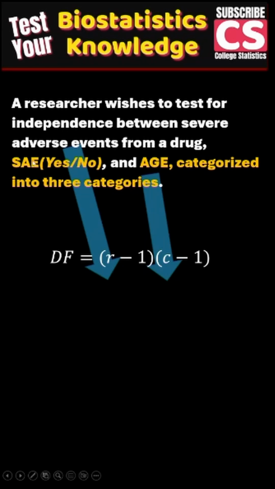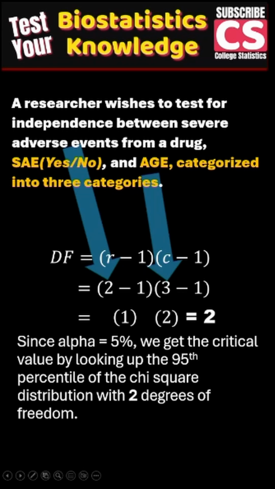So, severe adverse events has 2 categories, yes, no. And age, categorized into 3 categories, has 3 categories. So this is going to be 2 minus 1 times 3 minus 1, which is 1 times 2. So under the null hypothesis, we have 2 degrees of freedom.